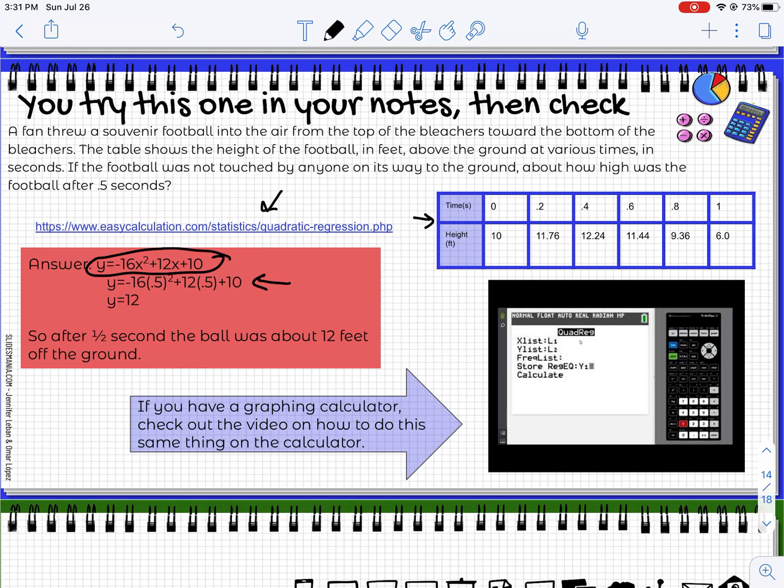Now, some of you guys might have a graphing calculator. Graphing calculators do this process as well. So if you want to click this little video over here from the PowerPoint, you could learn how to actually do this on your calculator. So you have different ways to do that. So I'll let you decide which way you want to use.